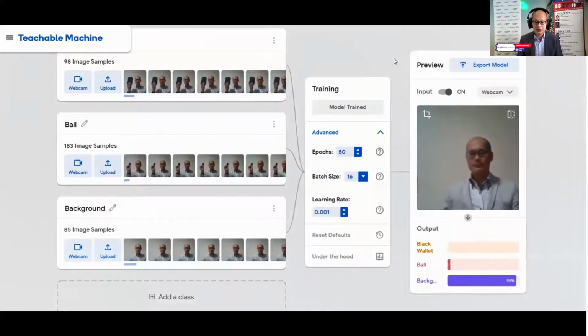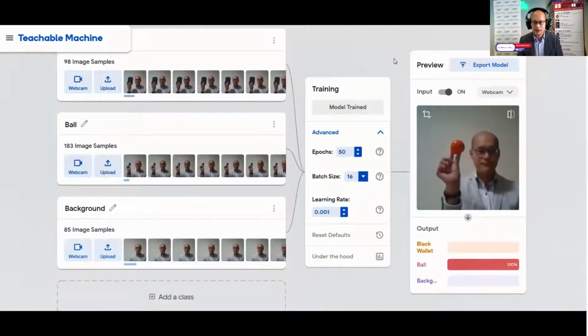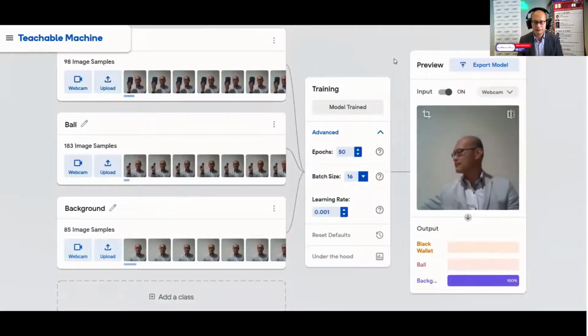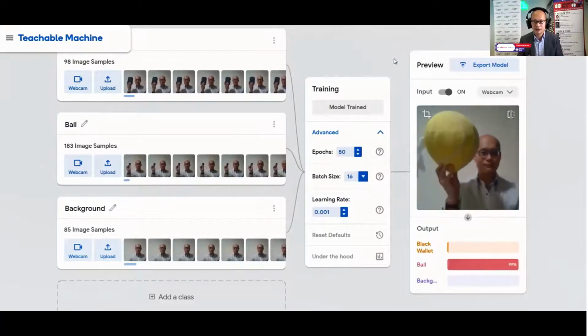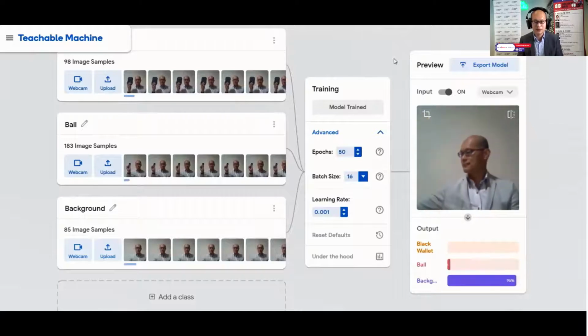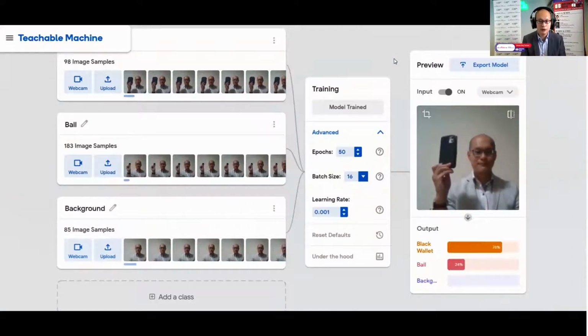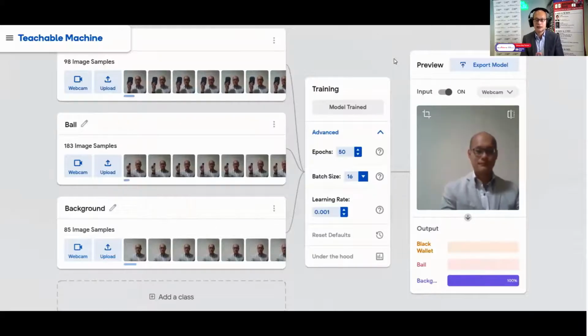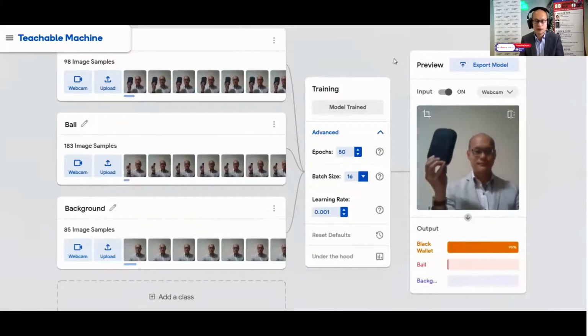And right now, if I hold up the soccer ball, it's a ball. If I hold up the orange ball, it's now a ball. And when I hold up the tennis ball, it's now a ball as well. So this is where the magic comes in. Notice that in my training, I only used the soccer ball as well as the small blue ball.